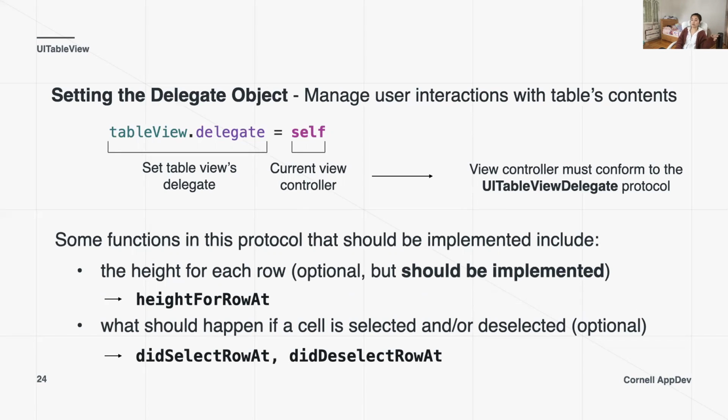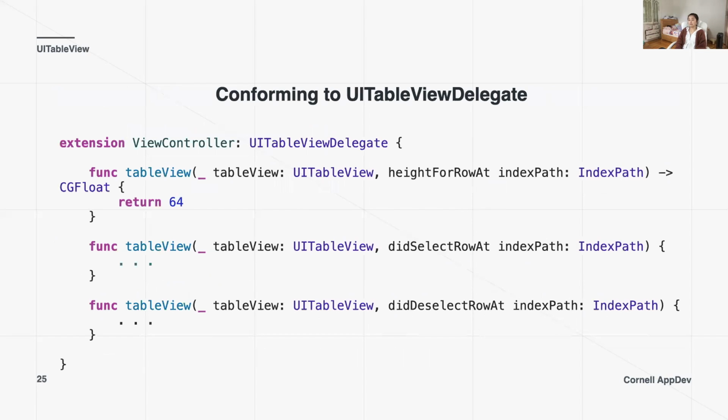One did select row at, and also did deselect row at. And what this looks like is this. And again, this is just kind of a high level view. But again, you are extending your view controller to conform to this UI table view delegate protocol. And these are the functions that you want to implement.